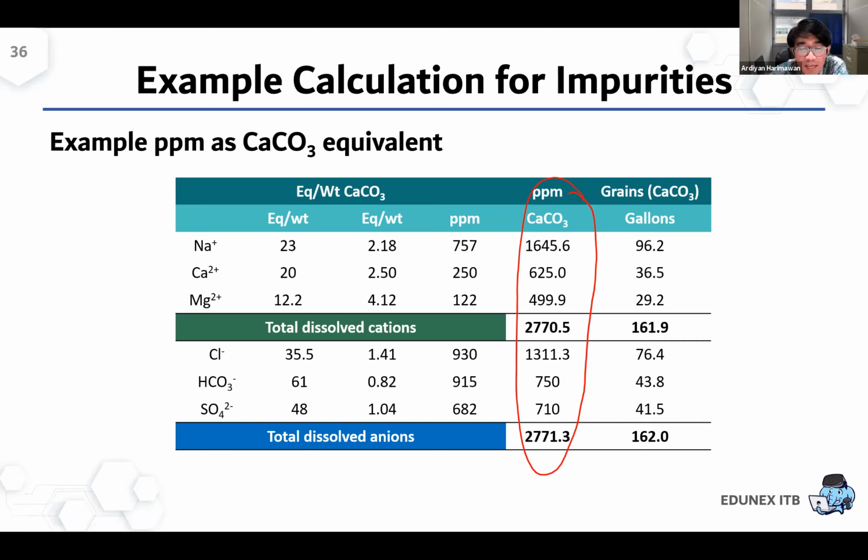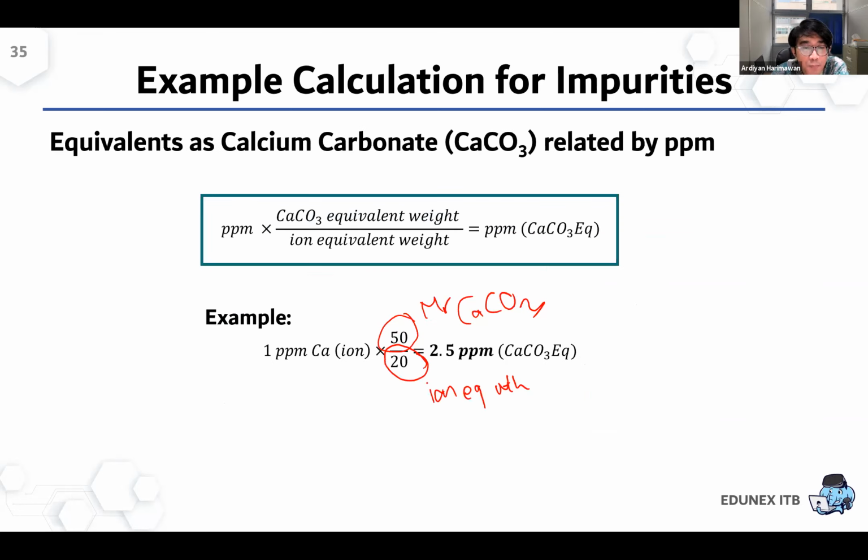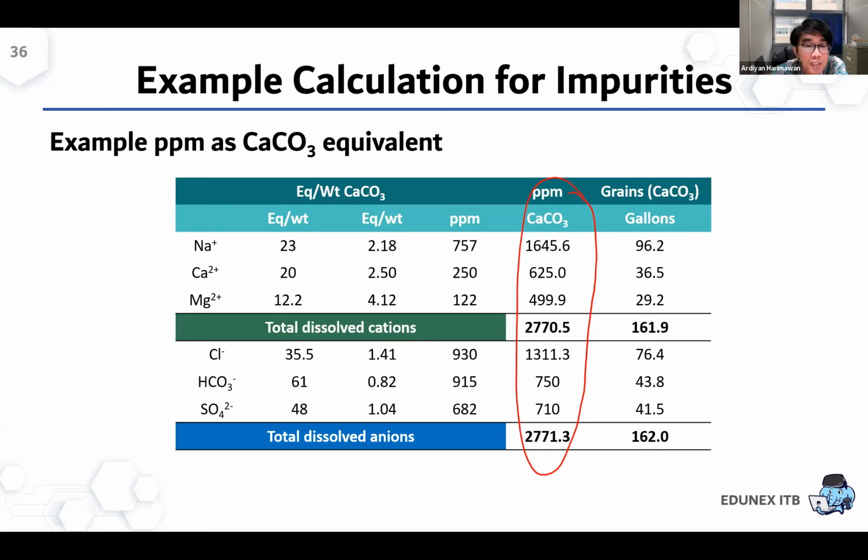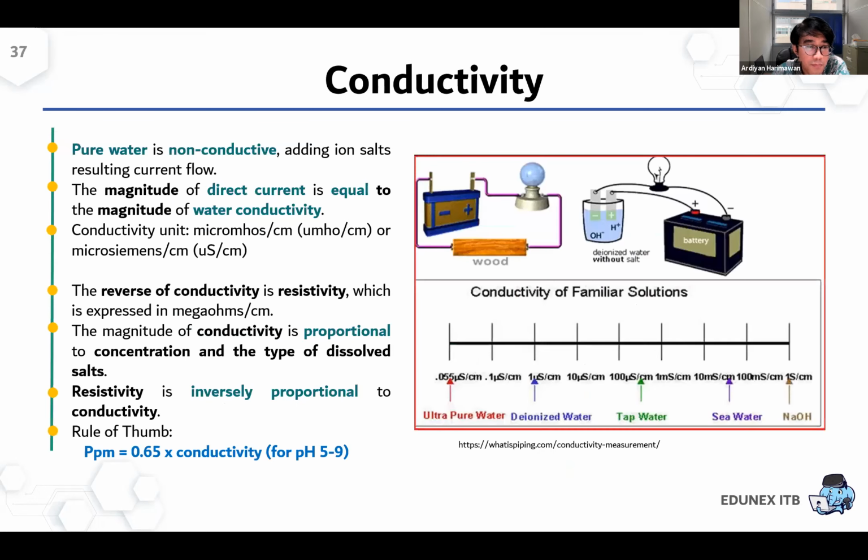Ya, itu cara menyatakan aja. Dan menyatakannya itu selalu nanti dalam ekivalen. Bisa dalam ekivalen per million, EPM, or ppm CaCO3. Yeah, normally hardness is represented using this unit. Okay, any question?